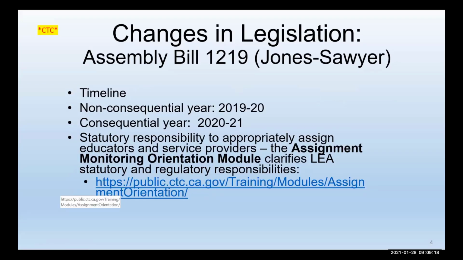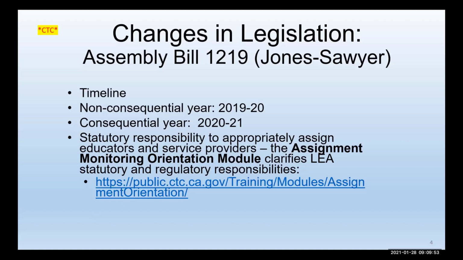We will go into the timeline in detail later in this presentation, but it's important to note that 2019-20 is considered a non-consequential year in that the data generated from CalSAAS for the 2019-20 school year will be used for informational purposes only, and it will not be publicly available online. However, commencing in the 2020-2021 school year, this upcoming monitoring cycle, the Commission will make annual misassignment and vacant position data publicly available online.